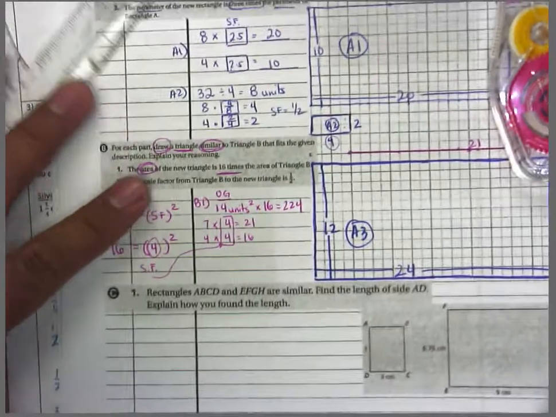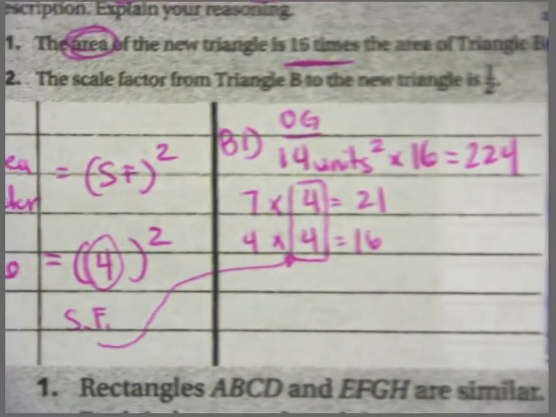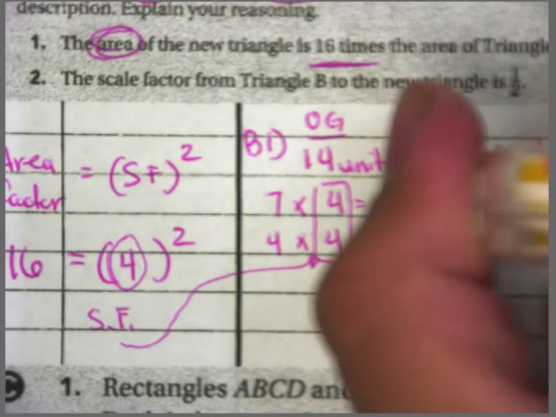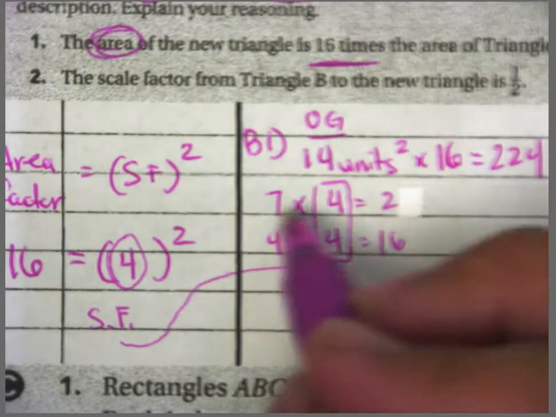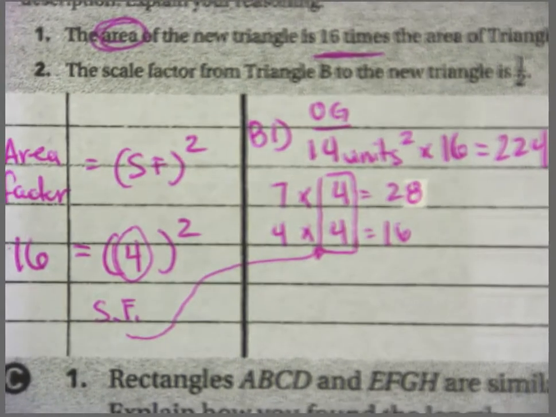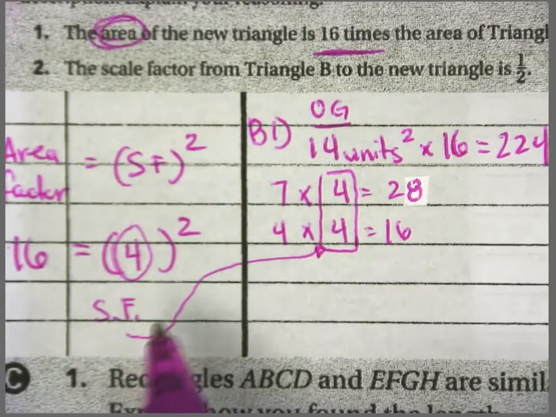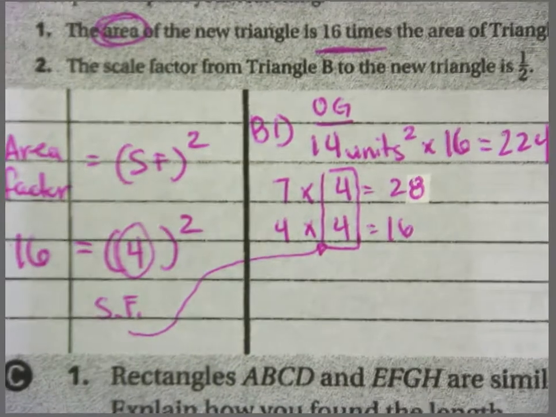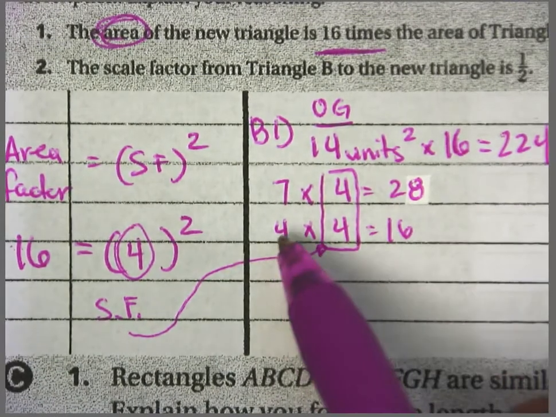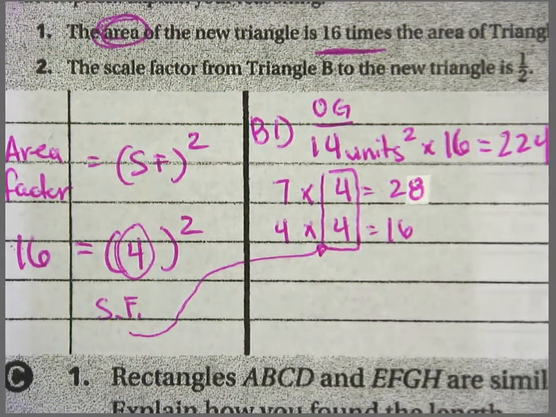Okay, so 7 times 4. Sorry, I made a mistake in my last video, so I had to make an adjustment. So 7 times 4 is 28. I wrote 21 earlier. So there it is, corrected. 28. And then I have to do my height, which was 4 times larger, because it's my scale factor, gives me 16.